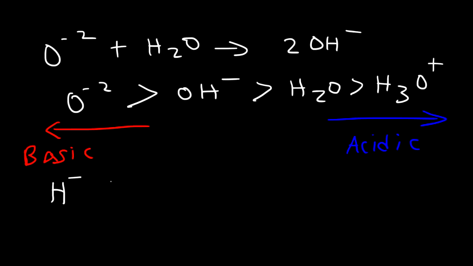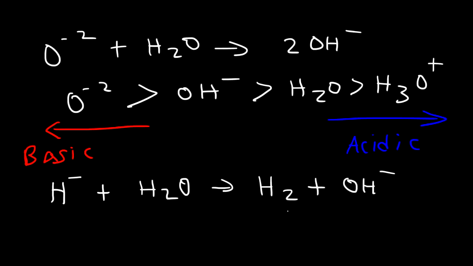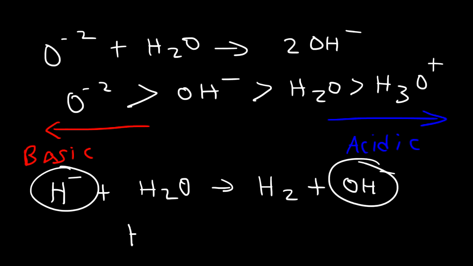Hydride is also a strong base. When it reacts with water, it's going to produce hydrogen gas and hydroxide. So notice that hydride produces hydroxide. Typically, a stronger base will produce a weaker base, so hydride is a much stronger base than hydroxide. Let's talk about the mechanisms of these reactions.